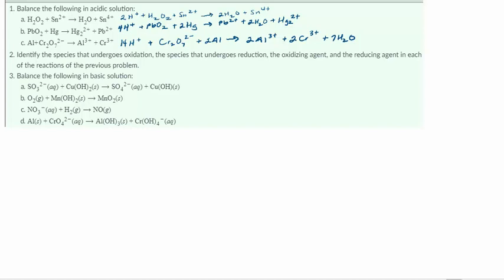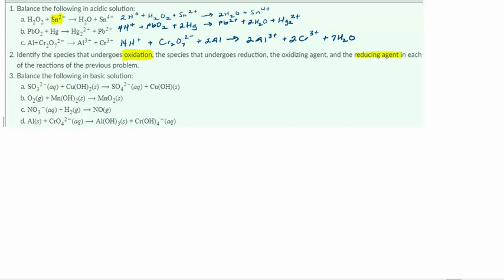Number 2, identify the species that undergoes oxidation, that undergoes reduction, the oxidizing agent, and the reducing agent. Well, the species that undergoes oxidation is also the reducing agent, so this is going to shake out fairly quickly. So the species that undergoes oxidation in A is the tin compound. Remember, the species that undergo oxidation and reduction, as well as the oxidizing agent and reducing agent, will always be reactants. So the tin 2 reacts to form tin 4, but then there were electrons on the product side, so that means it was the oxidation.